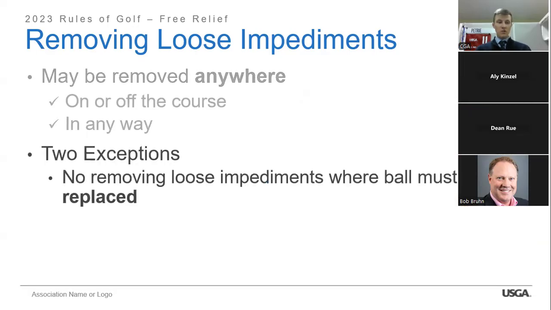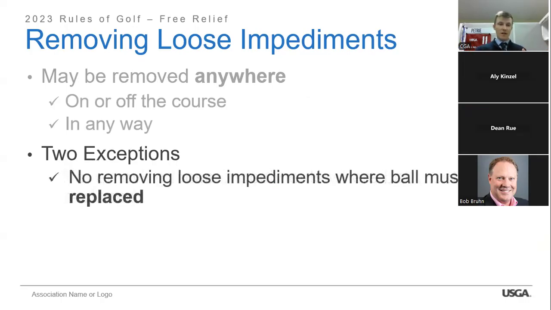So two exceptions. This first one, no removing loose impediments where the ball must be replaced. The thinking behind this is, if you're lifting the ball for some reason and the ball's resting on something, if that loose impediment wouldn't have been able to be removed without moving that golf ball, we're not going to be able to remove that loose impediment. So if your ball's resting on a leaf and you for some reason have to pick up that ball, we can't then move the leaf.